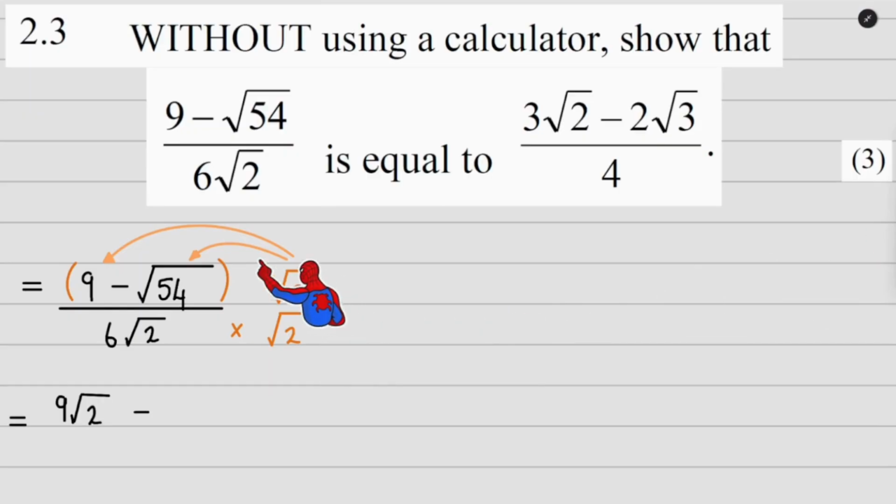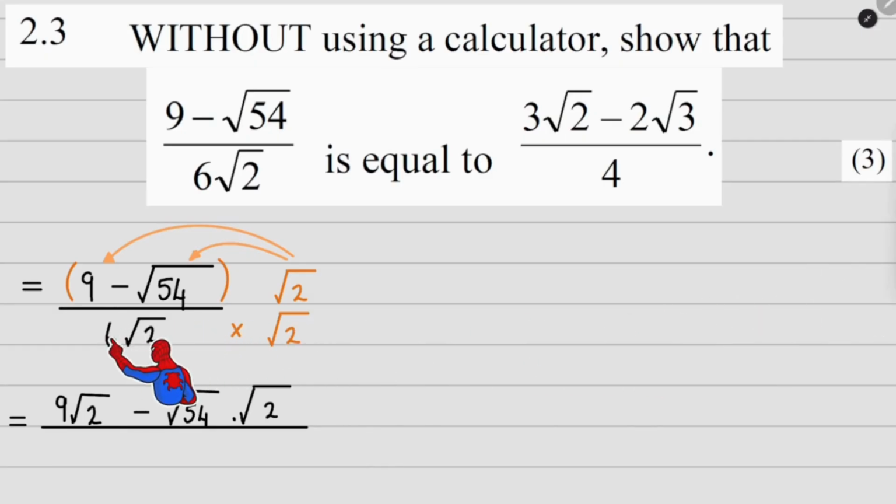And then I'm going to say root 2 times root of 54. And then at the bottom, the 6 can chill there. And then I'm just going to say root 2 times root 2 next to that. I'll explain what to do in the next step. So in the next step, that 9 root 2 can stay as is. I can't really simplify that more because 2 is a prime number.